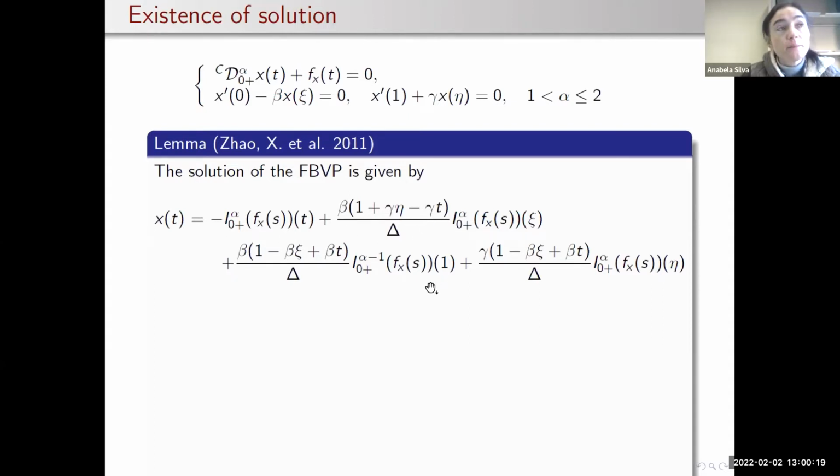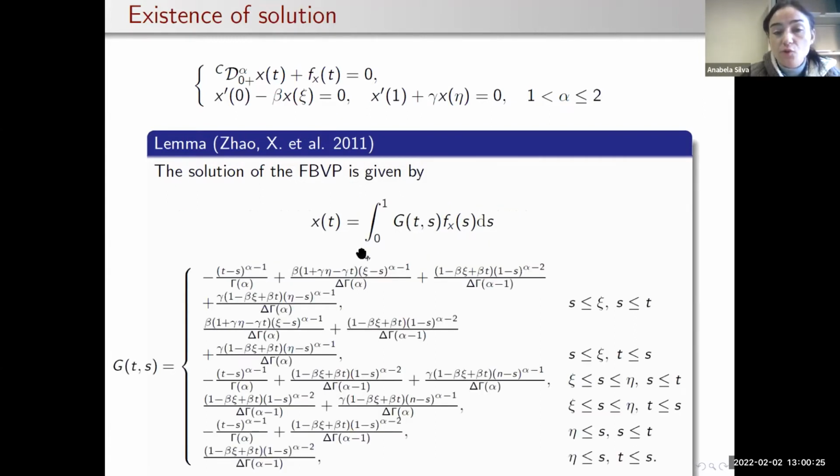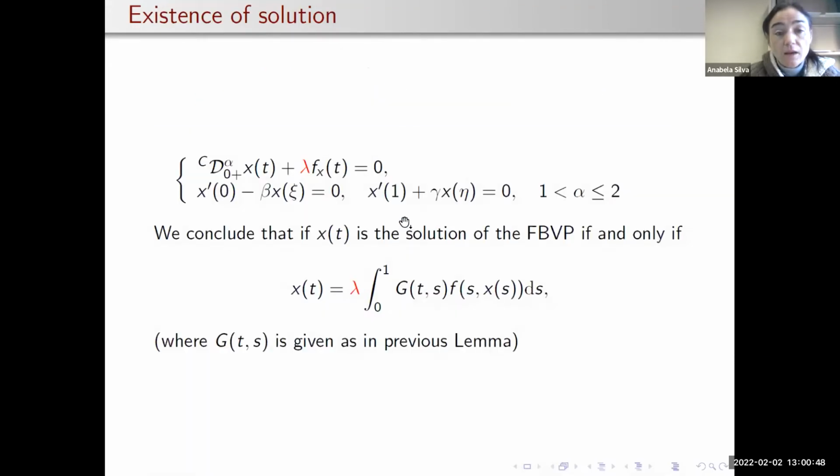Usually, in fractional boundary value problems, we rewrite the solution in terms of the Green function. So we can rewrite the solution in terms of the Green function, which is a function like that. Of course, we will not explore that because it is too big to explore here. So it is the integral between 0 and 1 of the Green function here defined times the function f, this continuous and non-decreasing function. When we consider the problem with that lambda, the solution will be given by that expression where the Green function is given as in the previous lemma.